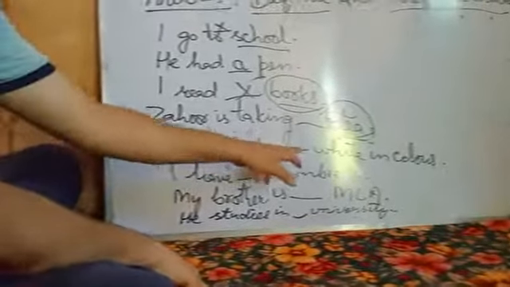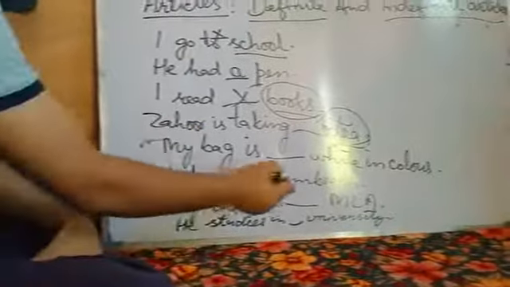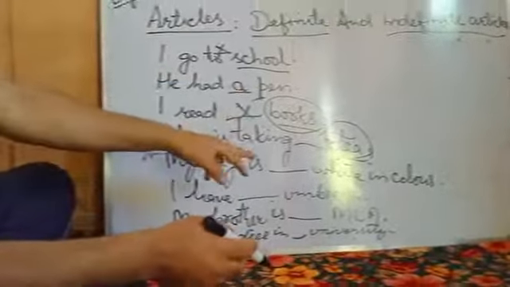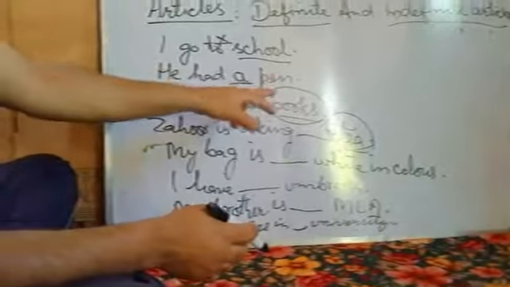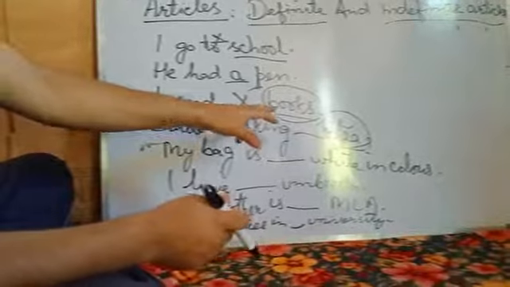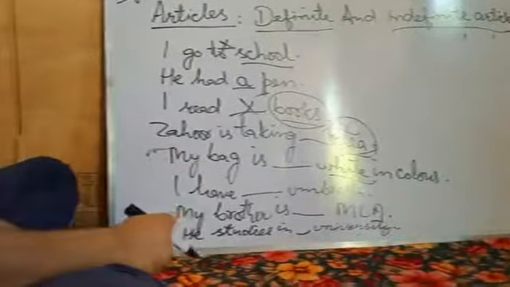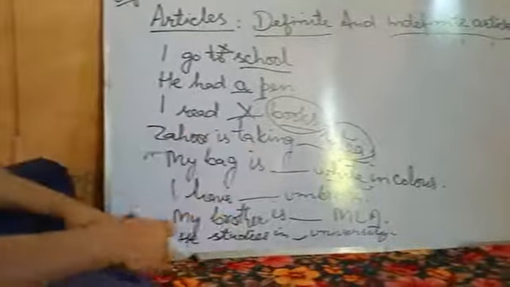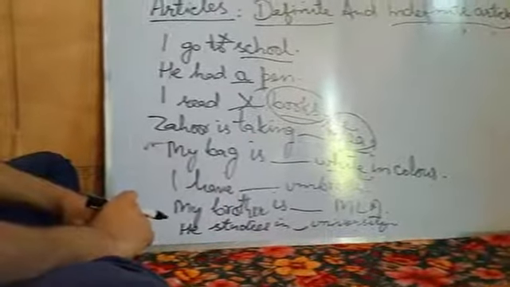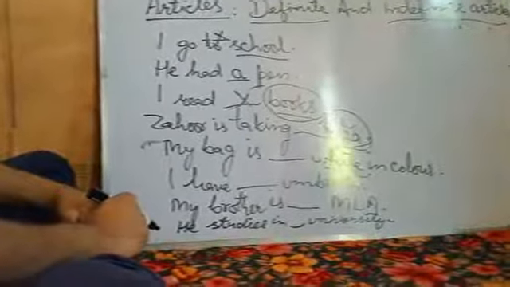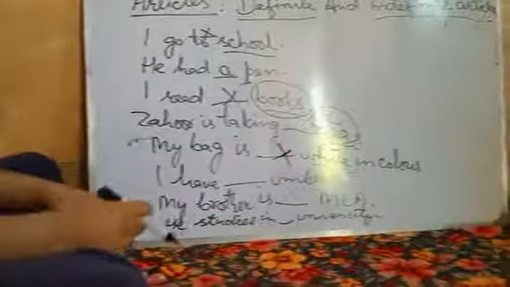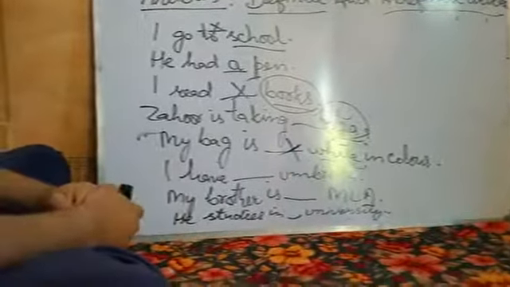My bag is dash white in color. We always use an article before an object, and white is an adjective. We cannot use the indefinite article here. My bag is white in color. So here we need not put an article, zero article directly.